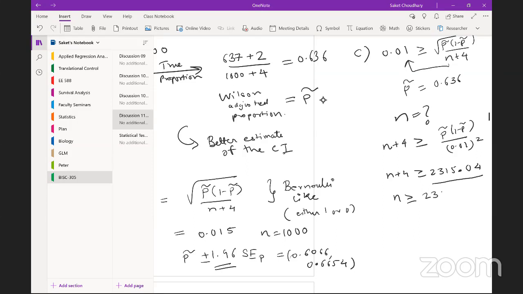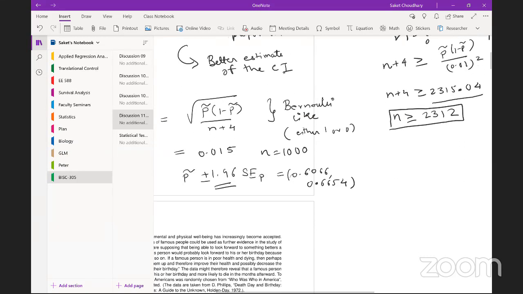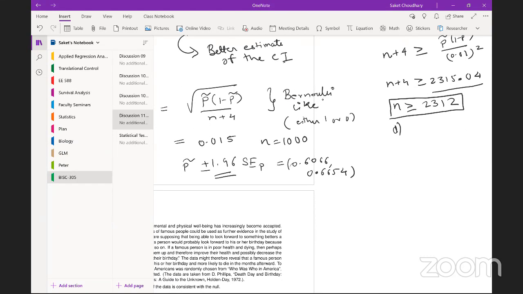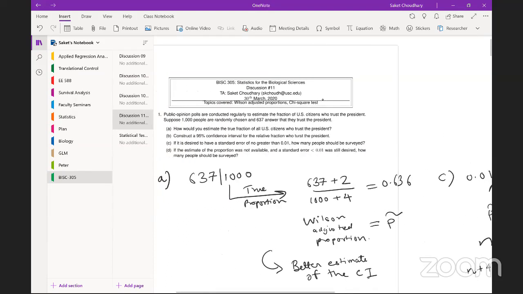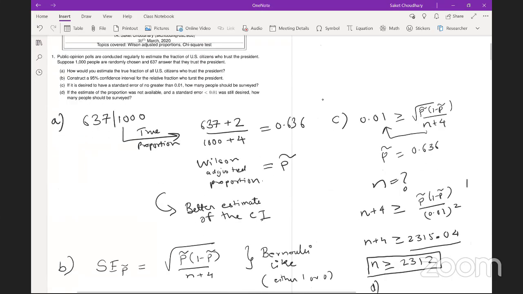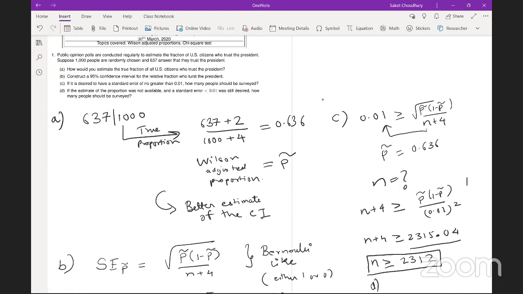But we are going to take the approach of upper bounding it. So we are going to take the upper bound, which is going to be 2312. So you essentially take a ceiling of the value because we want a whole number there. Similarly, for problem D, in problem D you're essentially asked, the estimate of the proportion is not available, and you still desire standard error to be less than 0.01. So how many people should be surveyed?